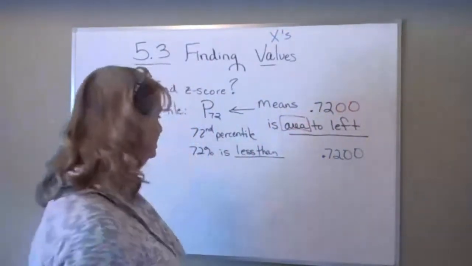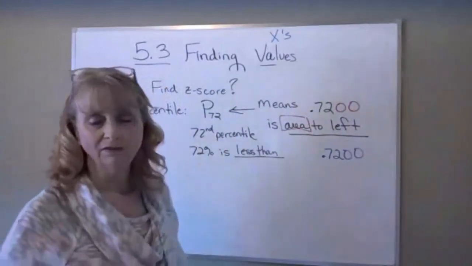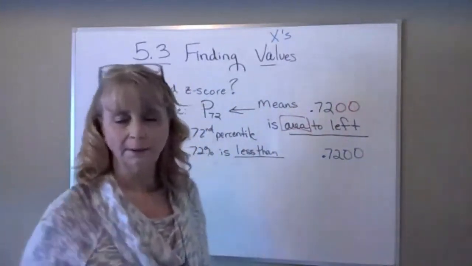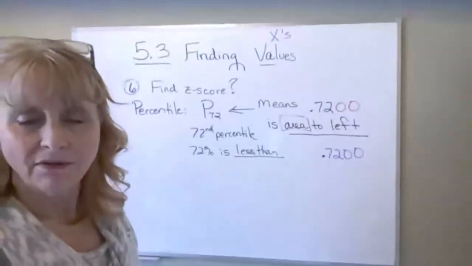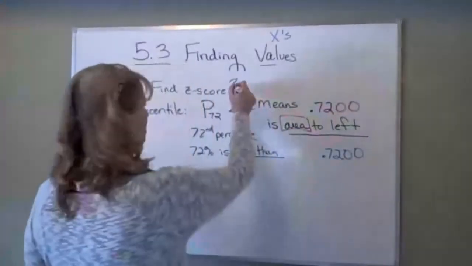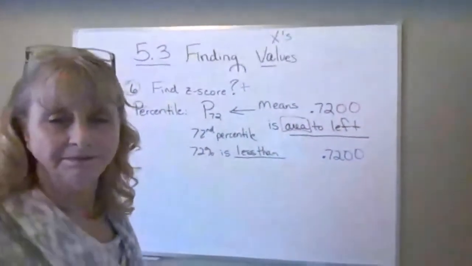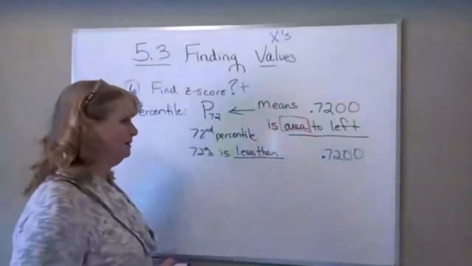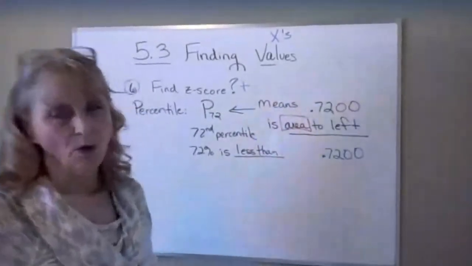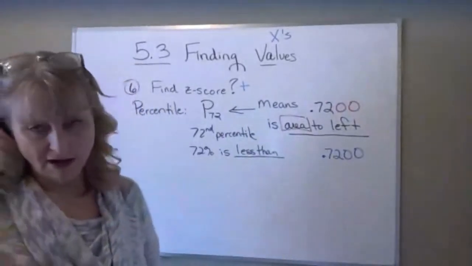So what kind of z-score is it going to have? Is it going to be positive or is it going to be negative? What do you think? Will the z-score be positive? Positive, right. So we know our z-score is positive. I'm just going to put a plus there, okay? That reminds me that it's going to be positive. That's because the area to the left is more than half the area. So we're looking for 7,200.